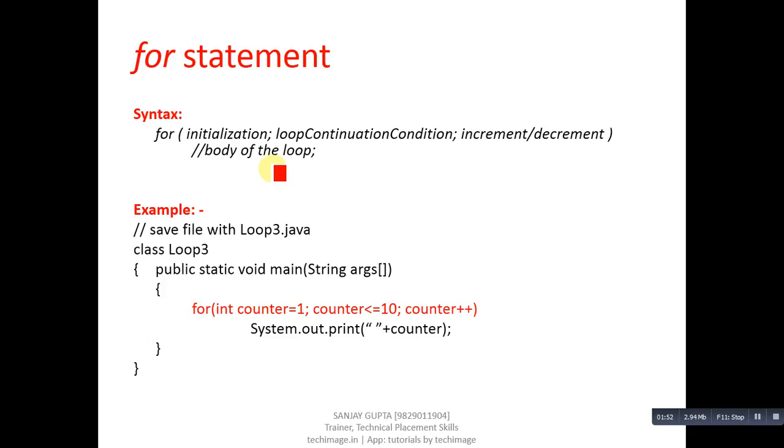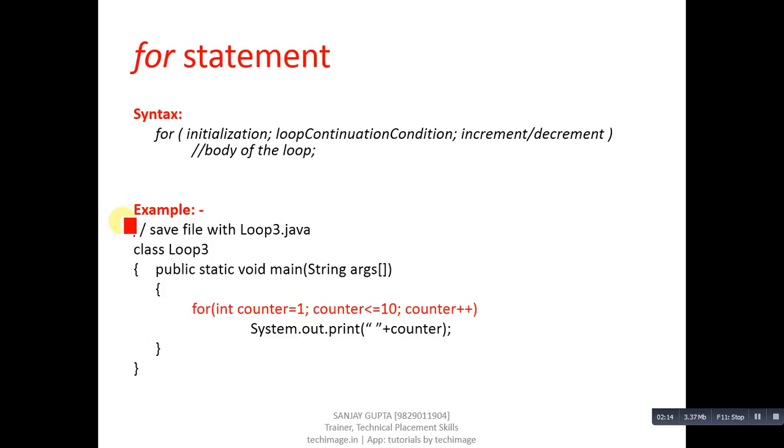First initialization takes place, then the condition is checked, then the body of the loop is executed, then the increment or decrement operation is performed, then again the condition is checked. Initialization is done only one time, and the rest of the three parts are repeated until the condition is false.